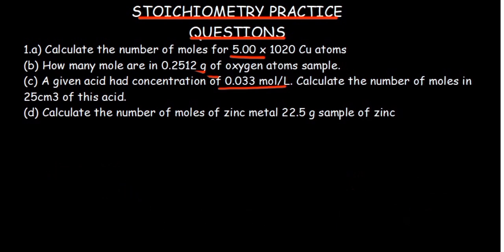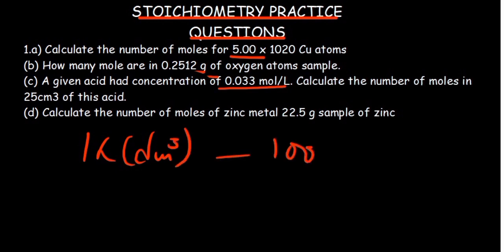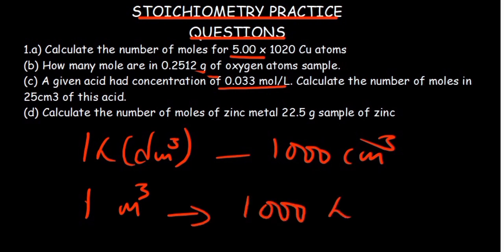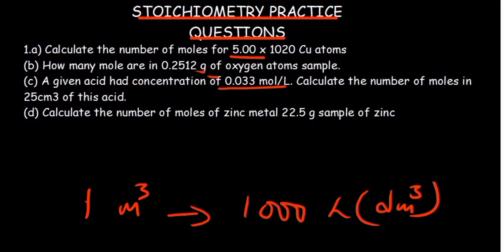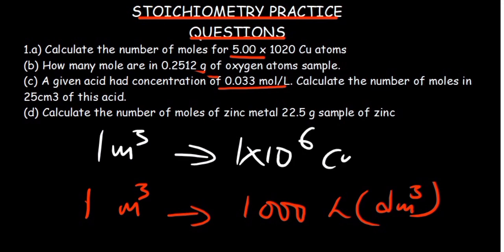Just understand that basically 1 liter, which is also equivalent to decimeter cubed, is basically equivalent to what? To 1,000 cubic centimeters. Then you also need to understand that 1 cubic meter is equivalent to 1,000 liters, or 1,000 what? Decimeter cubed. Then 1 cubic meter is equivalent to 1,000,000 what? Cubic centimeters. Okay, so that's what you need to understand in terms of volume.